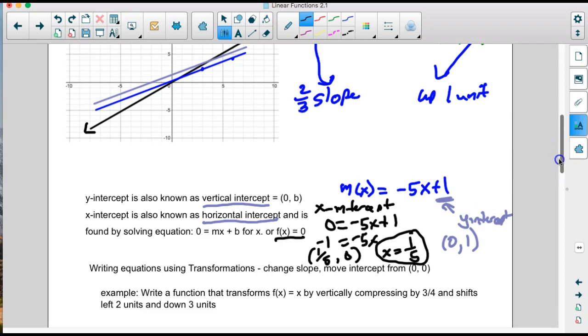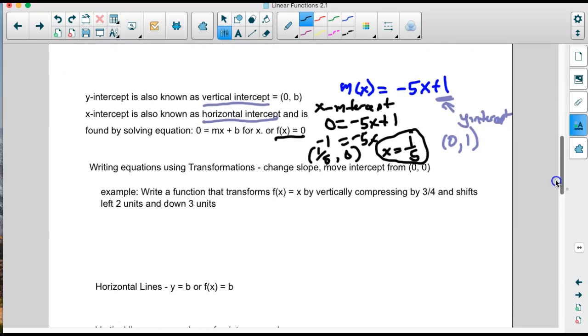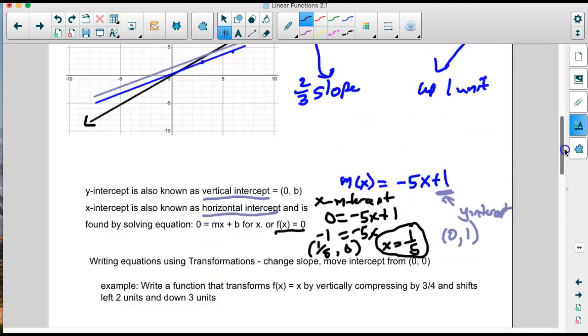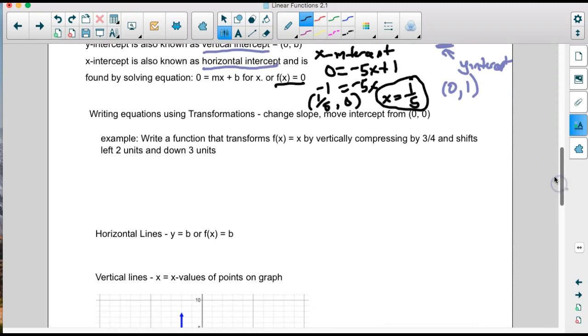So they may use a different terminology. Okay, the next part of this section we're going to cover is writing equations using transformations. Up here we graphed them using transformations. Now we're going to write an equation.